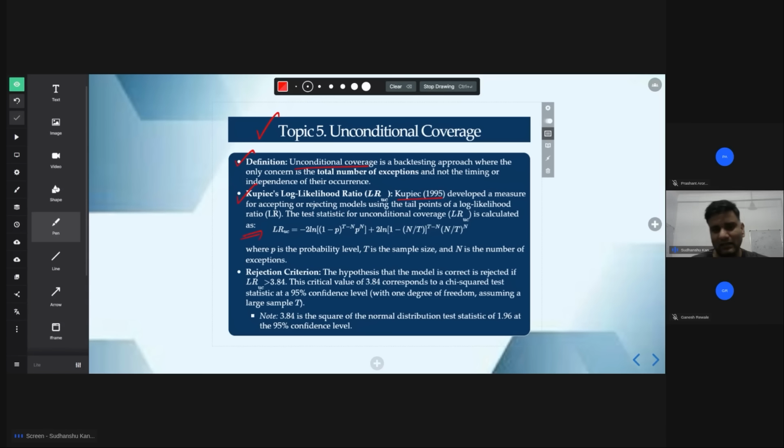Overall, what do we get here, right? The whole idea is that the first term is the likelihood assuming the model's p is correct. The model's expected probability of exception is correct. The second term is the likelihood assuming the observed exception rate, which is N by T, right? So please understand, this is different.